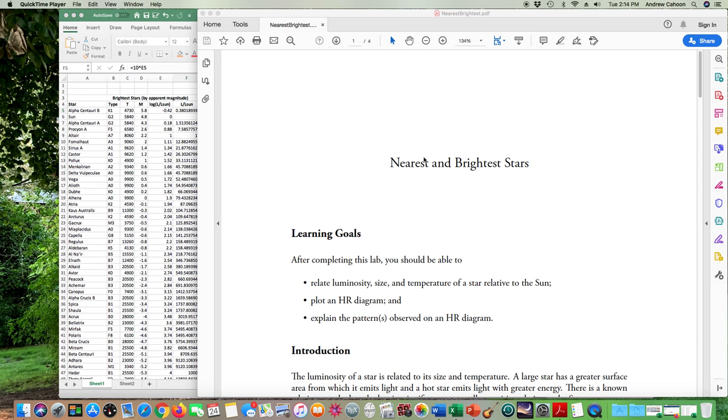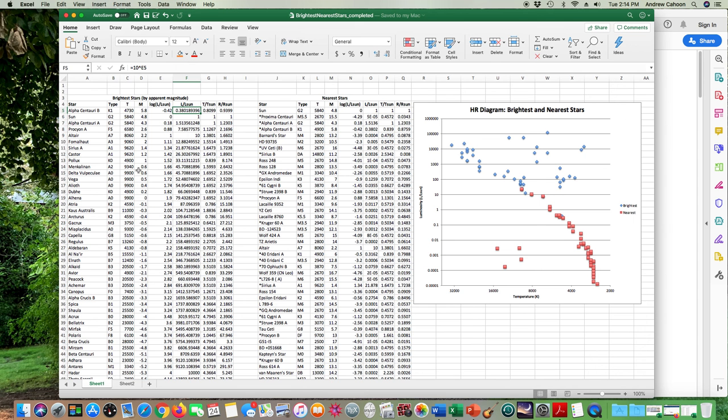Now, you've probably seen the answers to this when you went through the HR diagrams activity, because you got to explore the nearest and brightest stars in the HR diagram explorer. But now you're going to work with some real data. The spreadsheet will eventually, hopefully, look like this. This is the completed version, and what your graph should look like. These are the nearest stars. These are the brightest stars.